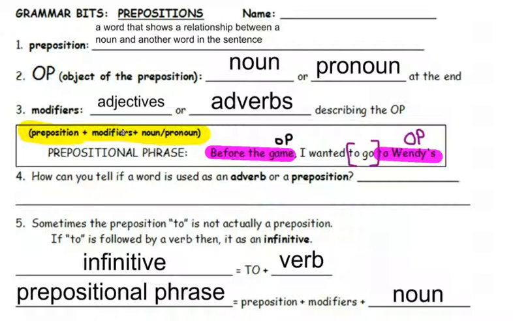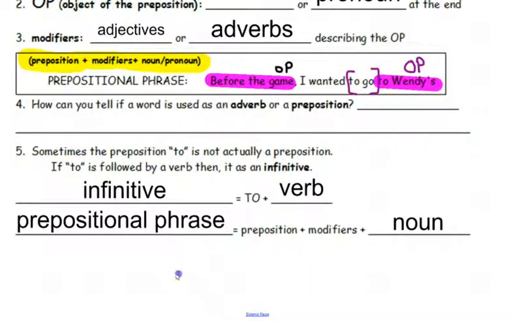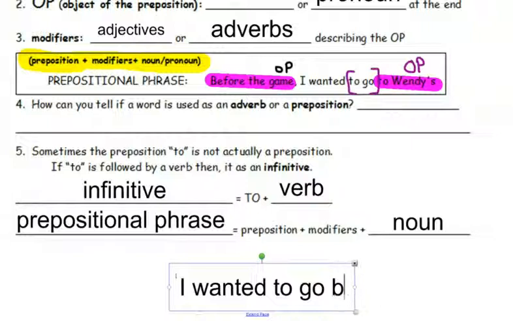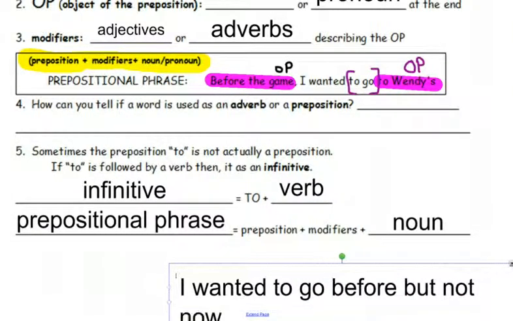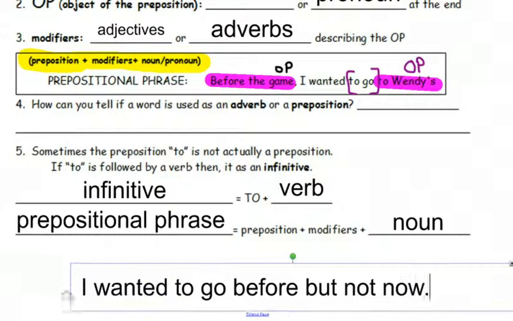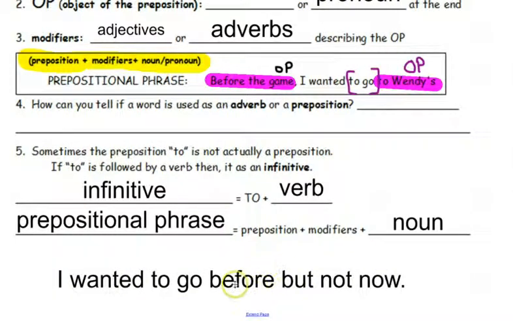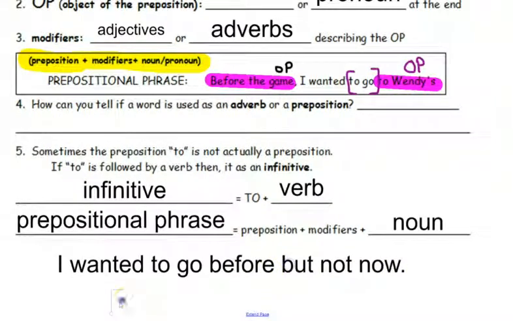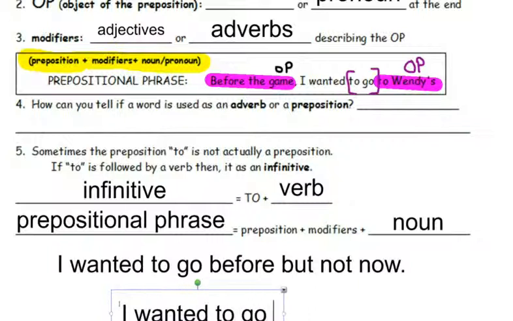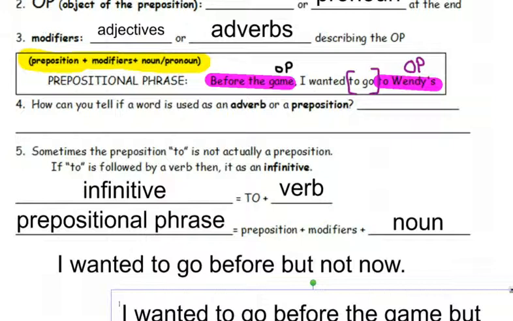And then we had one more use that we'll sometimes see our prepositions used as. How can you tell if a word is used as an adverb or a preposition? I gave them the sentence, "I wanted to go before, but not now." I see the word "before," but there's no noun after it. There's no "before" anything, as opposed to saying, "I wanted to go before the game, but not now."